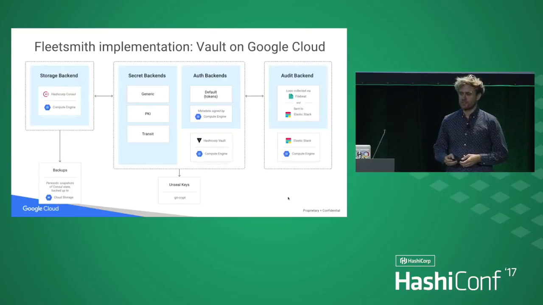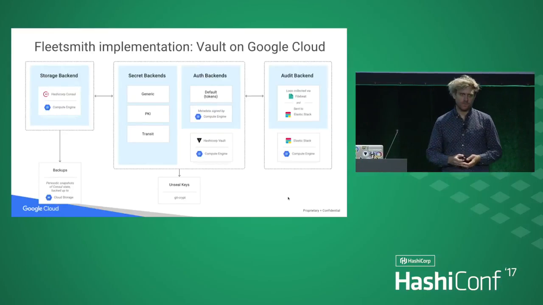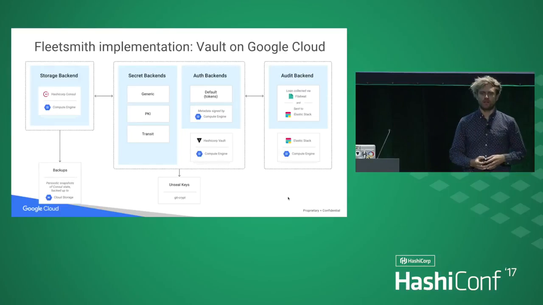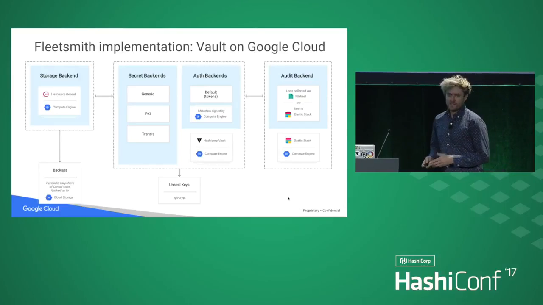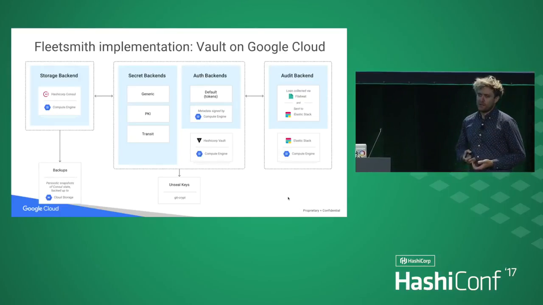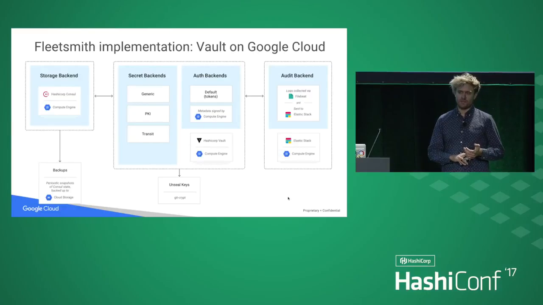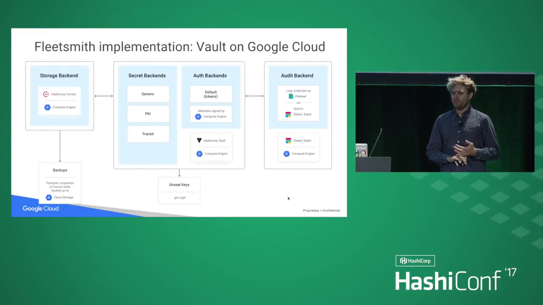This is what our infrastructure looks like today. We use Consul as our storage backend, essentially. That's in an HA multi-region configuration. We snapshot all of our Consul state periodically and back that up to Google Cloud Storage for disaster recovery. We use three of the secrets backends: the generic, of course, the PKI for issuing certs, and then the transit backend for crypto as a service.